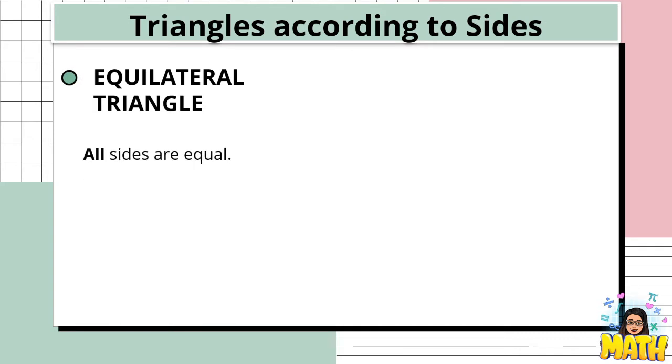When we say equilateral, all sides of this triangle are equal to each other. To emphasize the side of triangle, we can have this tick mark, which means that if one side is equal to 6 inches, the other sides also measure 6 inches.